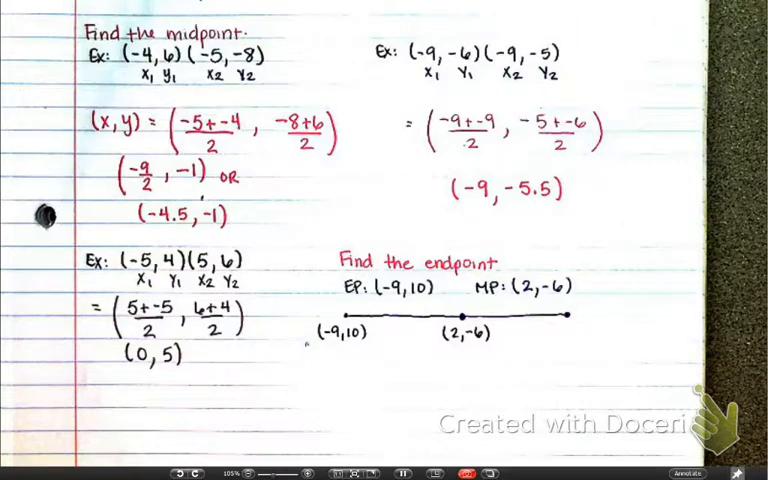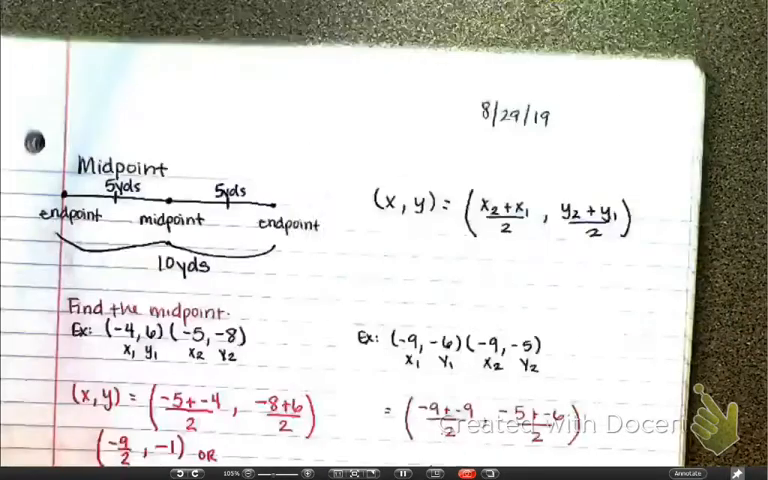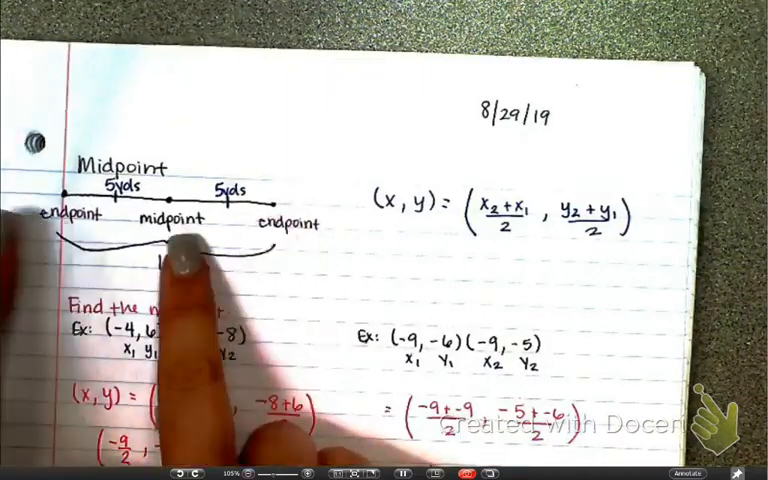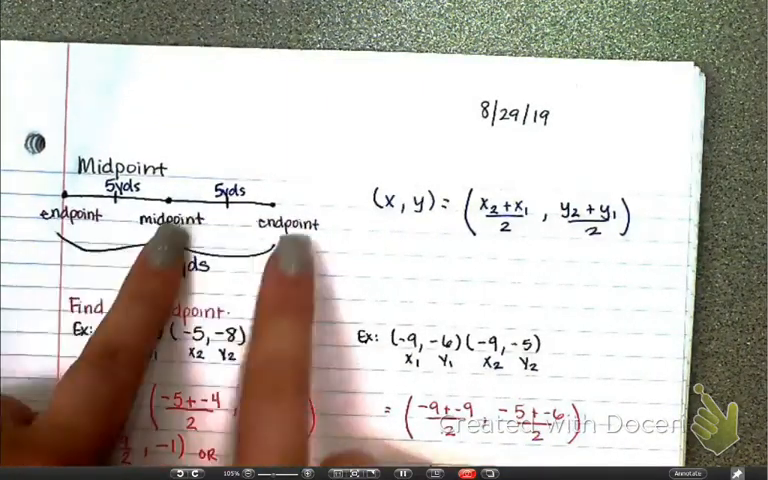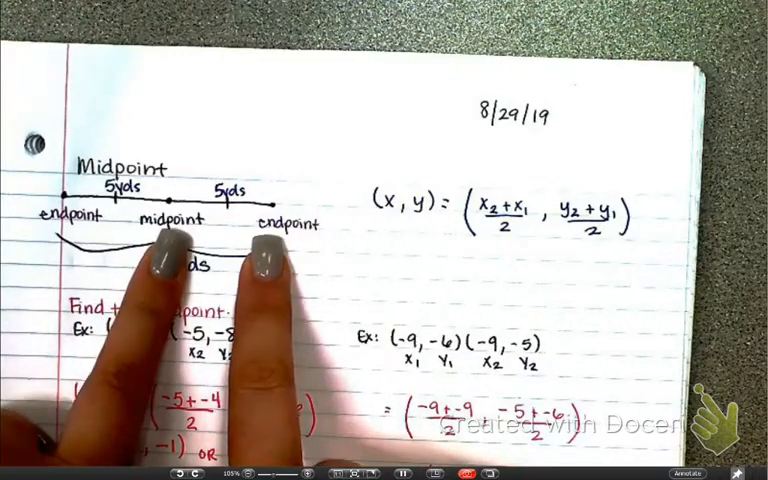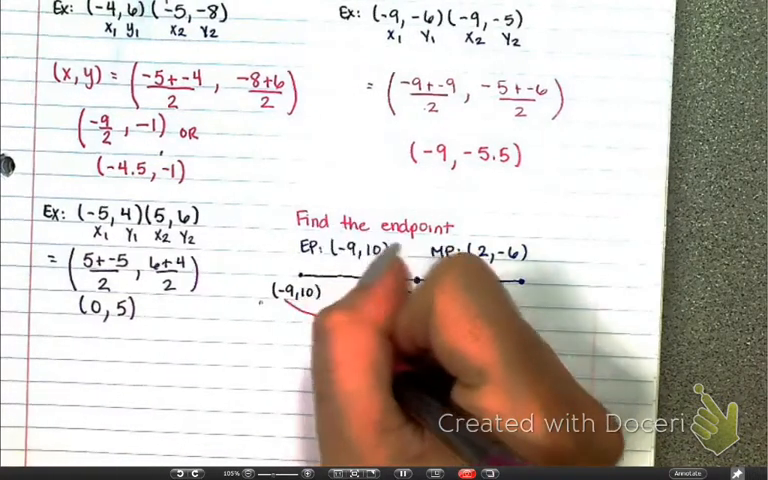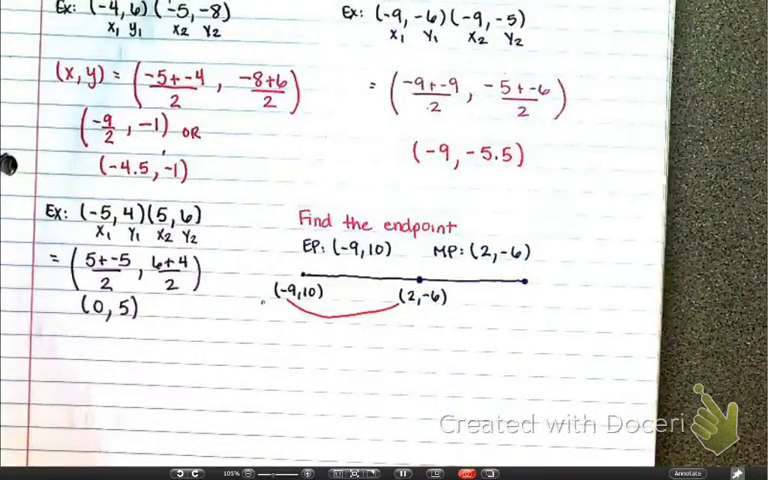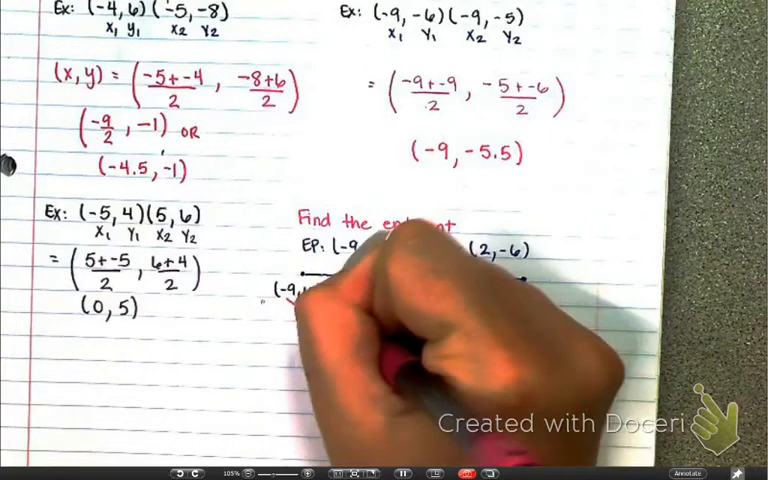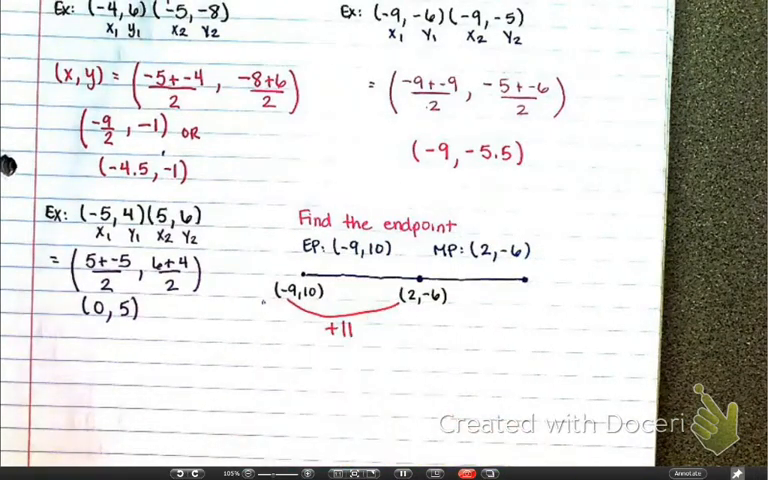At the very beginning of this lesson, you told me that if I have a line segment, the pieces from the endpoint to the midpoint and the midpoint to the endpoint are going to be the same. That's the whole definition of a midpoint. So let's start with the x's. How many units away is -9 from 2? 11. -9 to 0 is 9, and then you add 2 more to give you 11. So I'm adding 11 to go from here to here, correct?